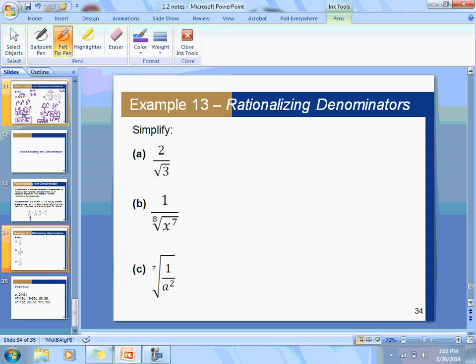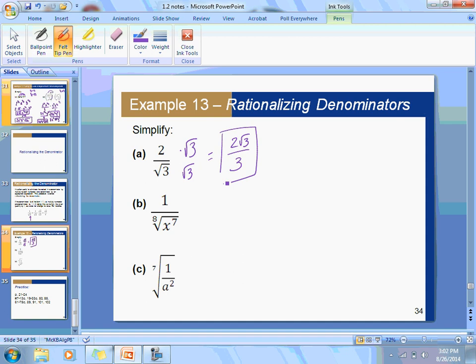So for part A here, to simplify this, to rationalize this denominator, we just got to get rid of that square root. So all we have to do is multiply numerator and denominator by that square root. So now we'll have 2 times the square root of 3 over 3. Square root of 3 times the square root of 3, that's the square root of 9. Square root of 9 is 3, and you're done. So ideally, you have square roots in your denominator, and you can just multiply by that square root and get it out of there.